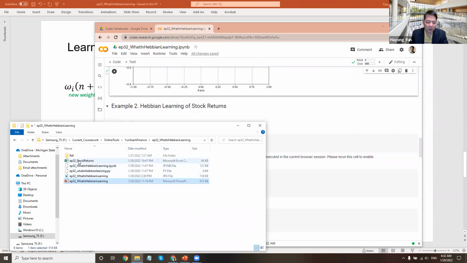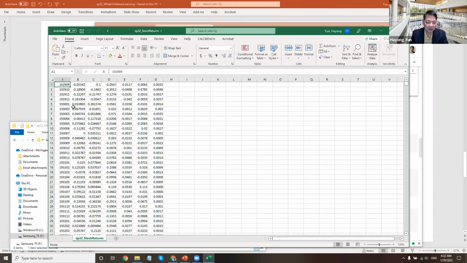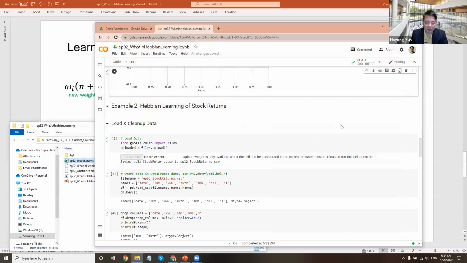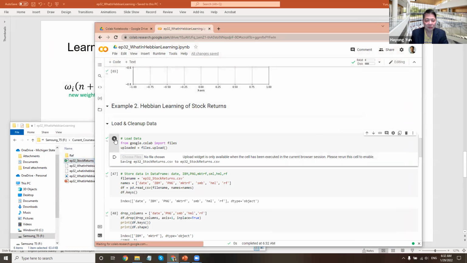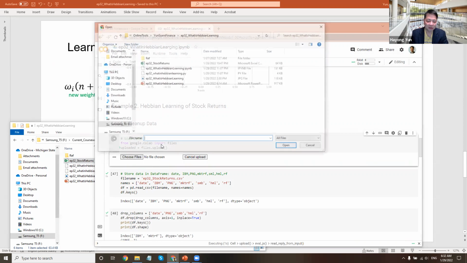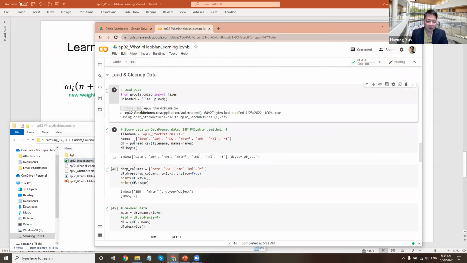Can do it also with the stock return data. I just happened to download the stock data from Yahoo Finance. So here's the date, here's the IBM stock, Procter & Gamble stock, and the market premium, small minus big, SMB, HML, and the risk-free rate. Okay. I'm not going to use all of them. You're welcome to, but let me just upload the data here for the stock returns. So I'm going to just delete many of them.